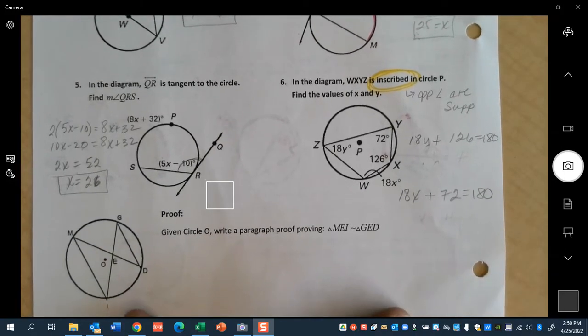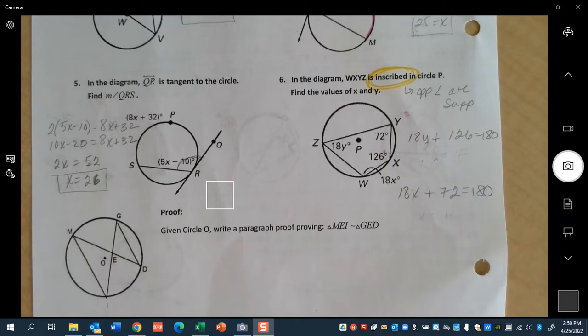When you set up these two circles here, this angle is half of this arc. So you could halve this, or you can double this one, it's your choice. Having this one might have been easier because they're both friendly numbers, divide by 2. In the diagram, WXYZ is inscribed inside circle P, so my opposite angles are supplementary. So I'm going to set each of them equal to 180 degrees. Their sums equal 180 degrees, and solve for x and y.